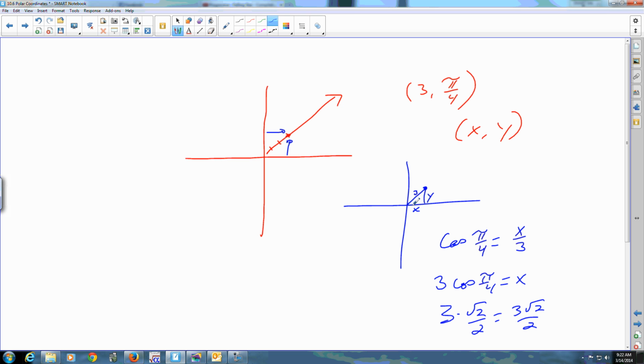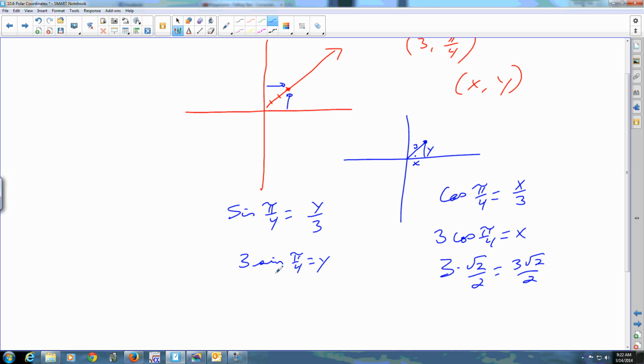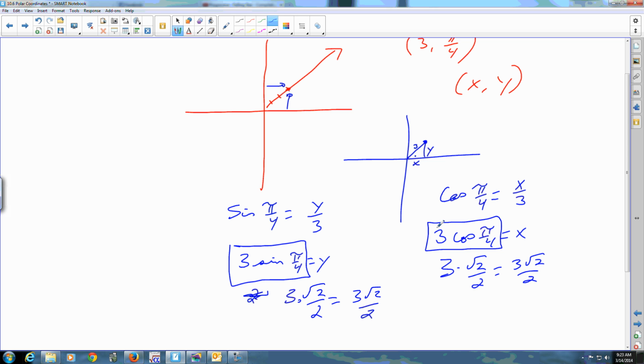To get this side, that's your opposite and hypotenuse, so that's sine. So the sine of 45 degrees, or pi over 4, is equal to your opposite side over 3. Multiply by the 3, and that's square root of 2 over 2 times 3. So it's just 3 square root of 2 over 2. Now, what you should notice is this is your y value, and this is your x value. And I'm going to leave it in that format for a second.